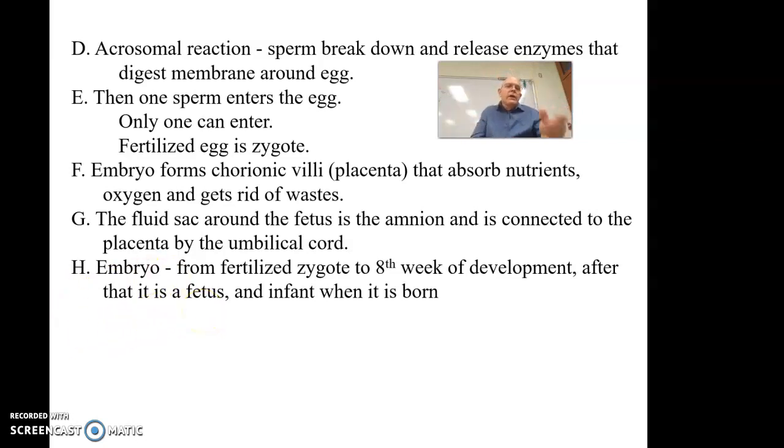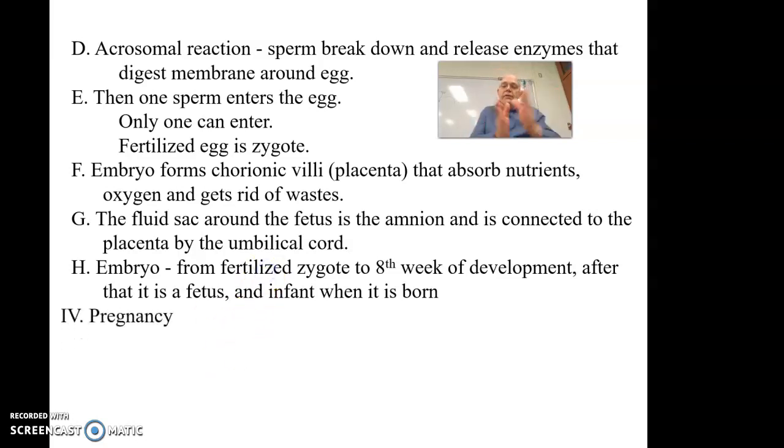Technically, there's no magic thing that happens at the ninth week where all of a sudden it becomes something different. It's the same embryo. Ever since it's been a fertilized egg, it's been developing. But after that, we refer to it as a fetus. And then, of course, once it's born, it is an infant. So embryo and fetus, that's really the main difference: it's just how far along it is in the development.